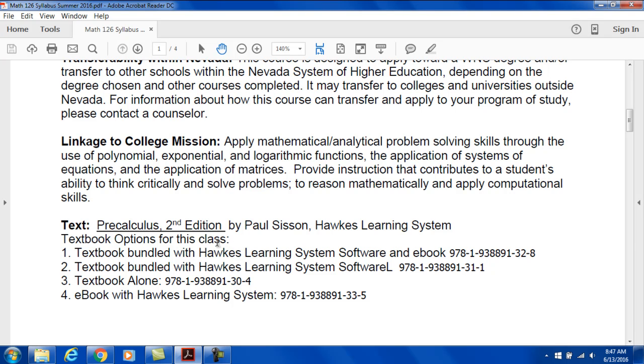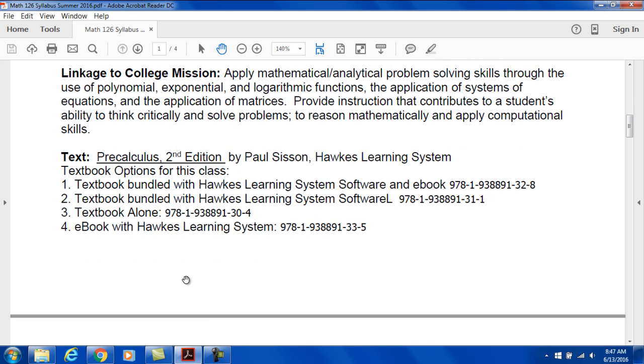You have options for the textbook. You can get the book bundled with the learning software and the ebook. There's the ISBN for that. The textbook bundled with just the software, and there's the ISBN, and the textbook alone, or the ebook with the software. So if you don't want to spend as much money, the ebook with the software is probably the way to go. Check it out.